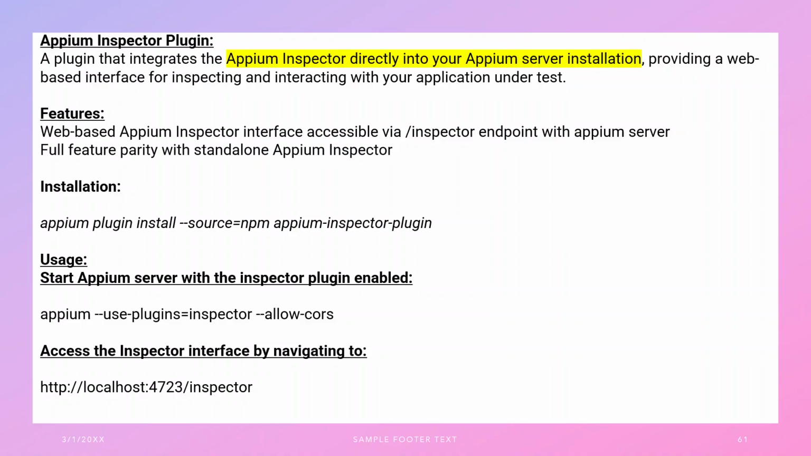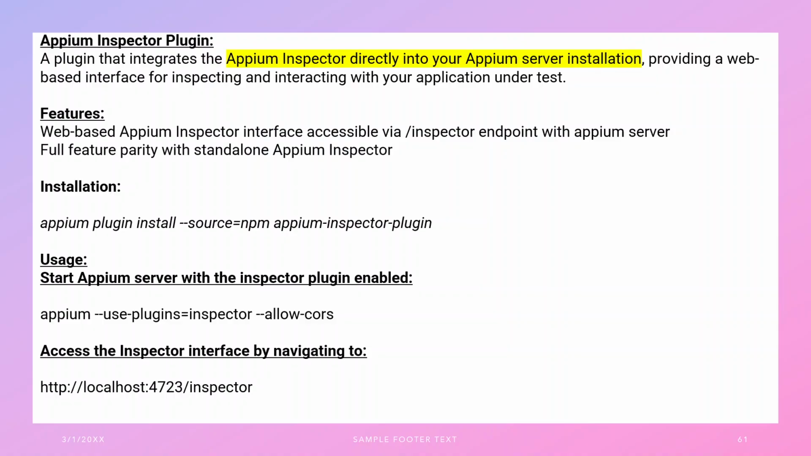What exactly does that mean? We are starting the Appium server explicitly with the plugin called Appium Inspector, so that we can access the web-based Appium Inspector interface here. Normally what we used to do is launch the Appium Inspector exe, and before starting the session, we used to start the Appium server. But if you use this plugin, we are explicitly starting the Appium server with this plugin. That is the use of this plugin.